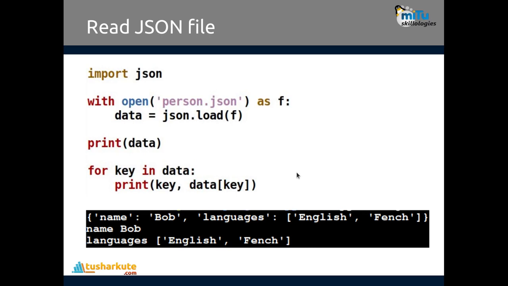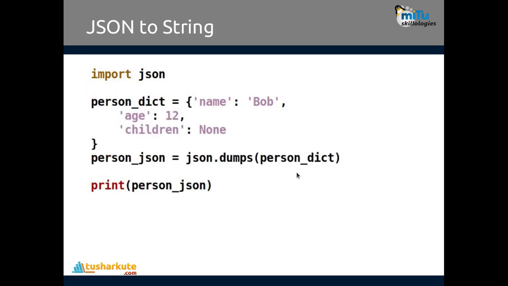Check out the thing that we have done. Now, JSON to string: we have already seen the operation from string to JSON, which is performed with loads. Now the inverse operation of loads is called dumps. With the help of dumps, we can convert a dictionary into string format.